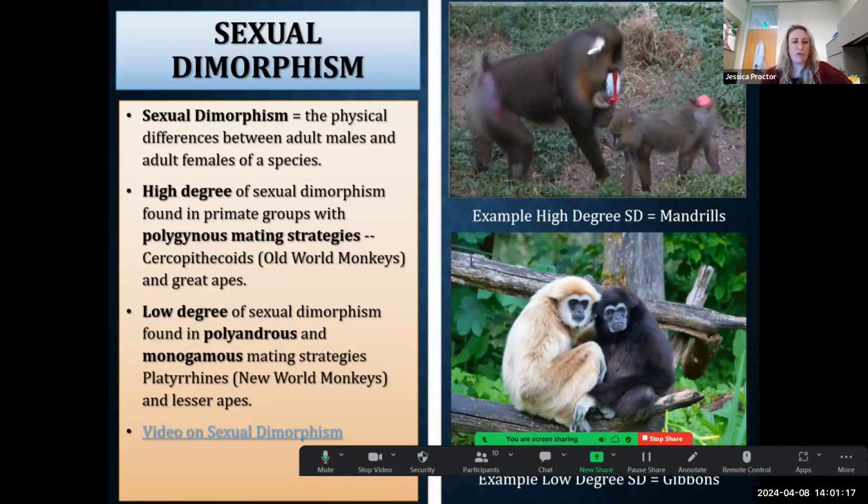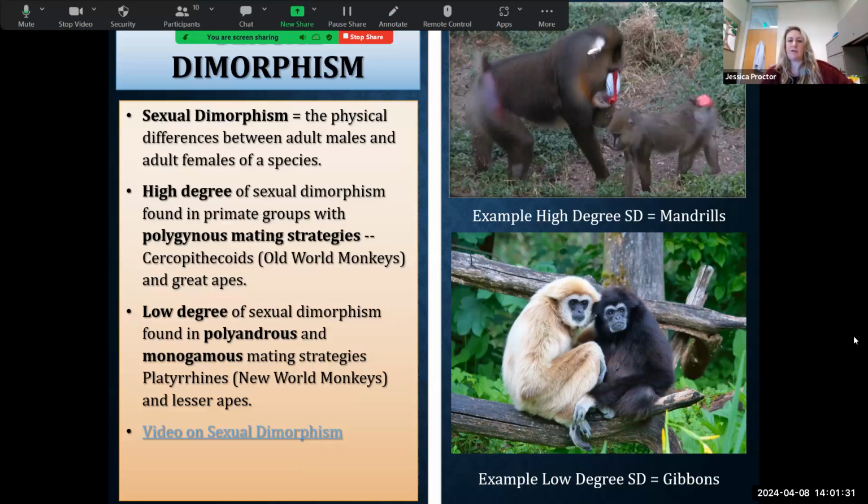And then those that have a low degree of sexual dimorphism are found in polyandrous and monogamous mating strategy species. So polyandrous species are mainly the New World monkeys, and monogamous is only found in the lesser apes, the gibbons and the siamangs, and of course some humans. Okay, so generally, high levels of sexual dimorphism are found in the Old World monkeys and the great apes, except for us. And then low levels of sexual dimorphism are found in the New World monkeys and the lesser apes, the gibbons and the siamangs. Okay, so let's watch a little video on this.